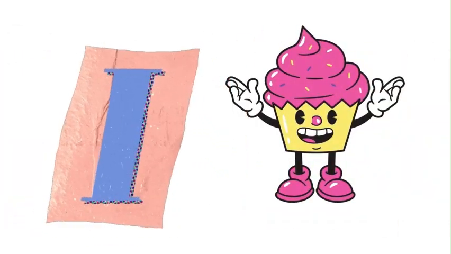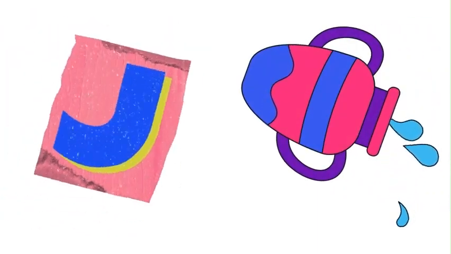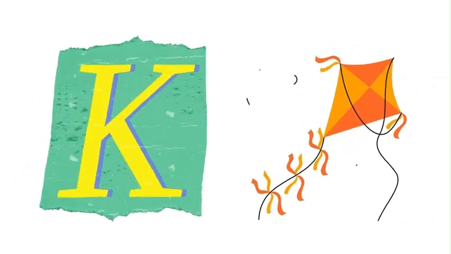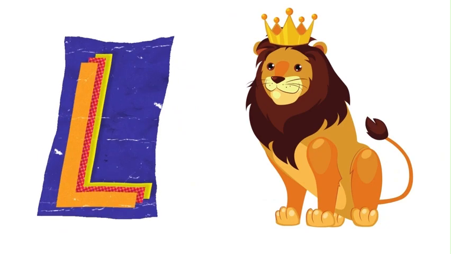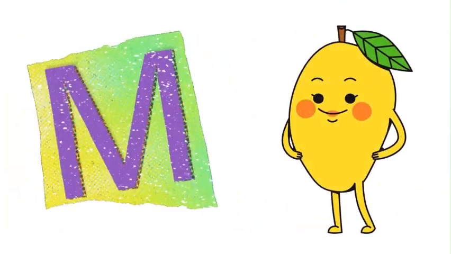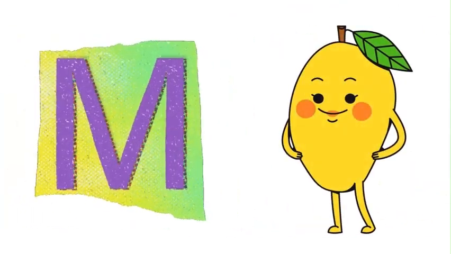J for jug. K for kite. L for loin. N for nest.